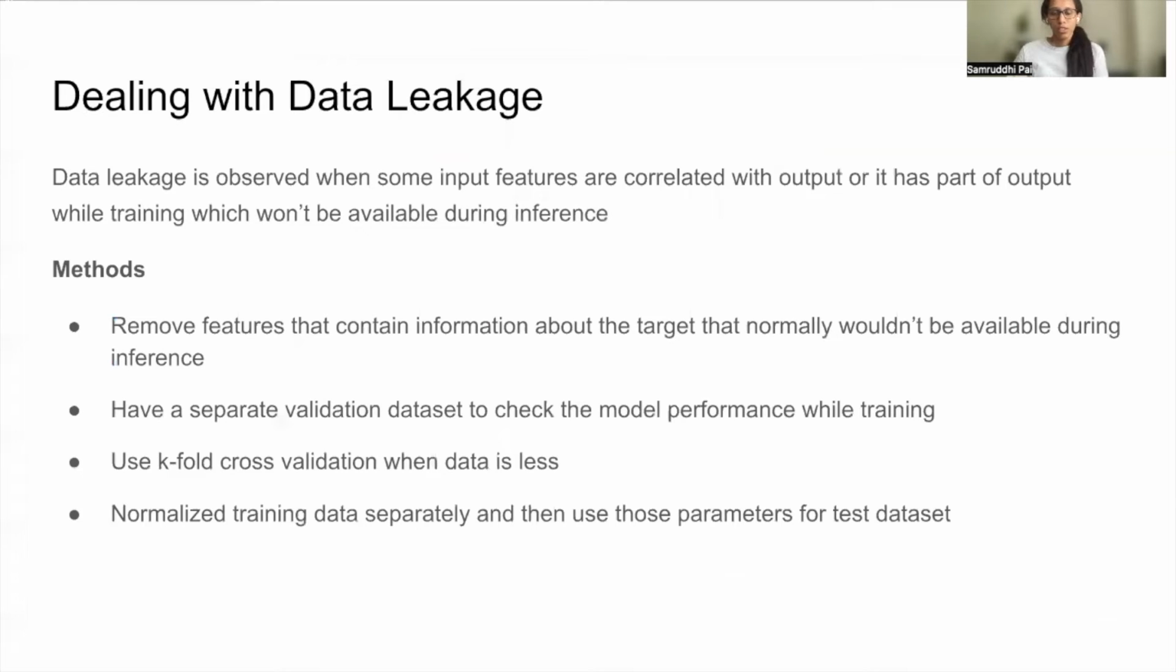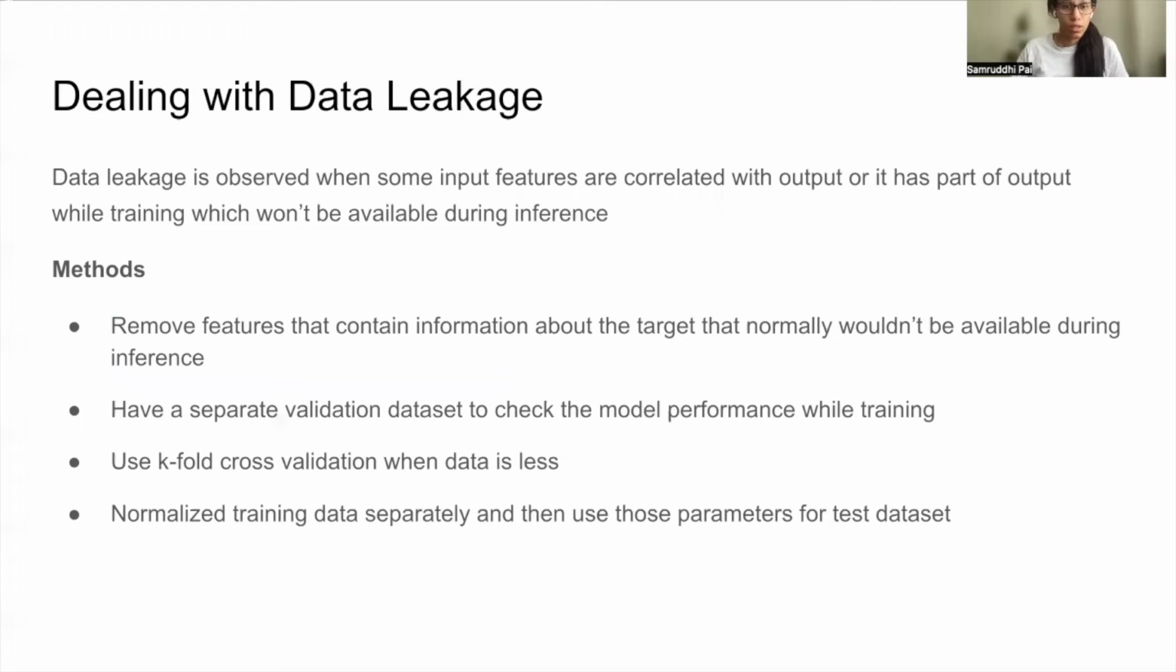Coming to data leakage, in part A, you got introduced to what data leakage is. It's basically having some part of output or information in your input which might not be present during your inference time. So it is very important to deal with data leakage, because otherwise you will train a model which has great accuracy, but when you go on testing it, it will not perform that well.